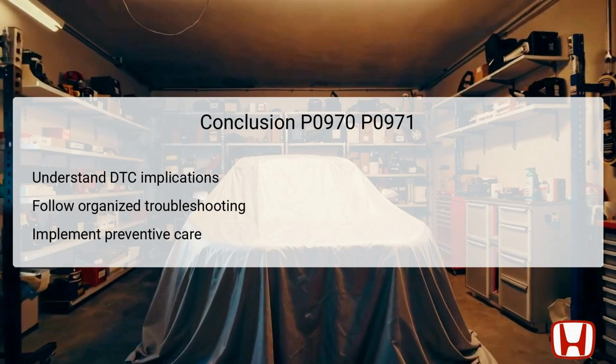To wrap up our discussion on DTCs P0970 and P0971, it's imperative to clearly understand the implications of these codes and the steps needed to address them effectively. These codes directly relate to electrical issues within the pressure control solenoid C circuit rather than mechanical problems. Following the organized troubleshooting process outlined today is essential for accurately diagnosing and resolving these issues. Ensuring that each step is meticulously executed can prevent misdiagnosis and potential vehicle damage. Furthermore, implementing preventive maintenance measures will help safeguard against future occurrences of these DTCs. Ultimately, proper understanding, thorough investigation, and proactive care are the cornerstones of maintaining the Honda Accord's optimal transmission performance.